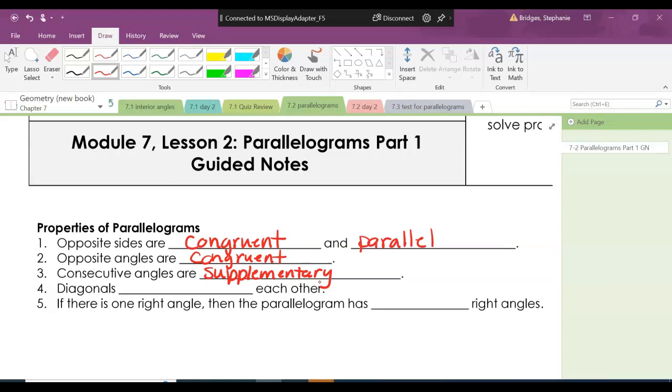But these properties of a parallelogram, you need to memorize because we're going to add shapes and add properties.